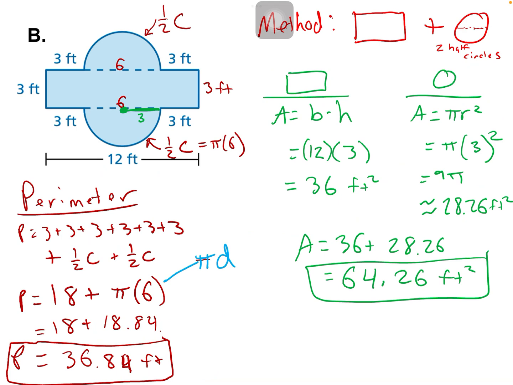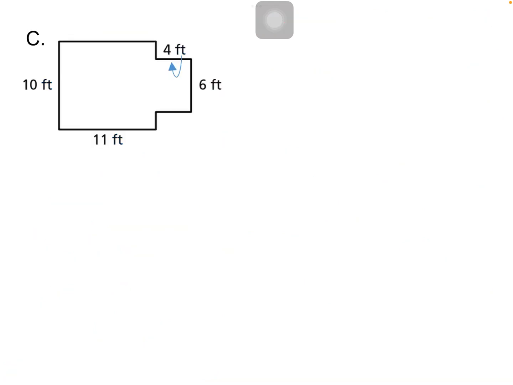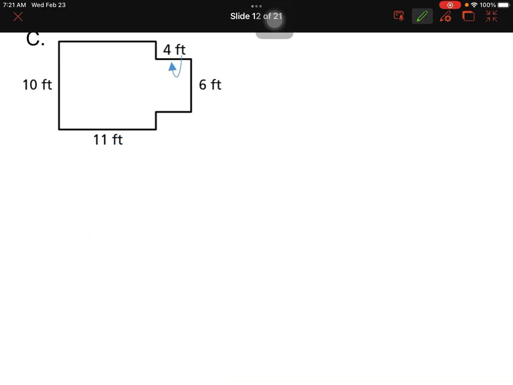Let's see. This is another avenue of work you can screenshot and look at and see if that makes more sense to you as well. All right, so now we look at this last shape, and this one can be a little bit tricky in the fact that you have to get used to writing in the missing side lengths and those items.